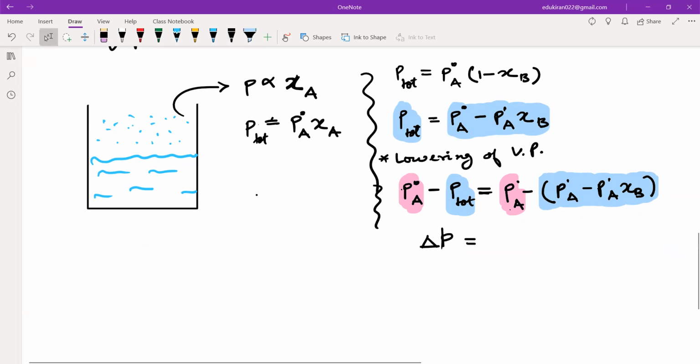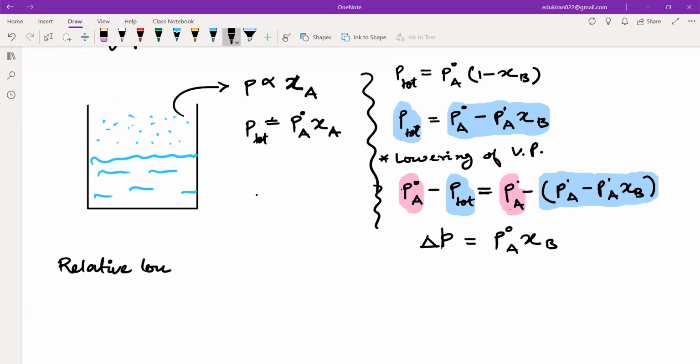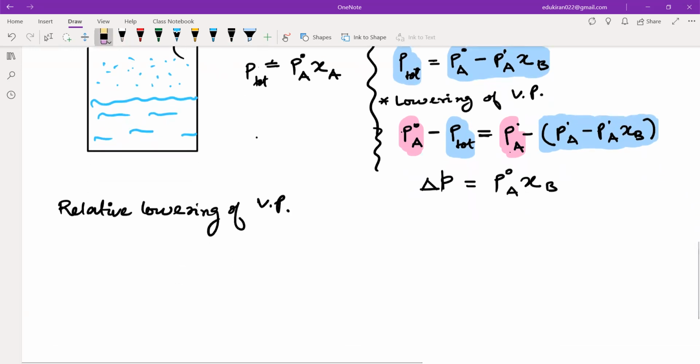Now what can we write? It will be equal to P naught A into chi B. So the lowering of vapor pressure is equal to P naught A chi B. Now we have the relative lowering of vapor pressure. The lowering is happening relative to a point. What is the point? The point is P naught A. So relative lowering will be equal to what?